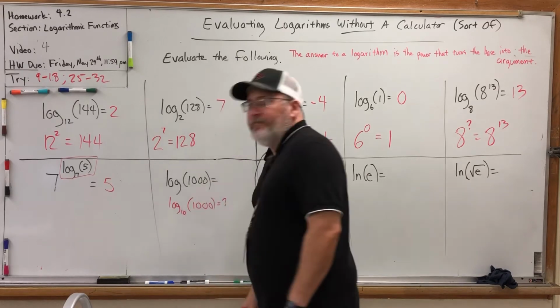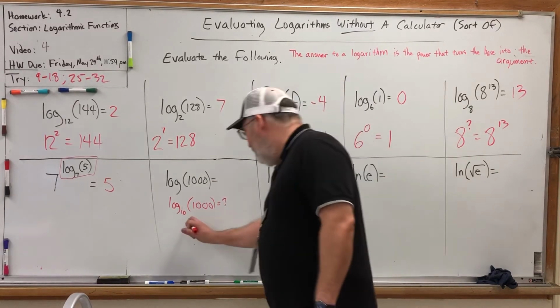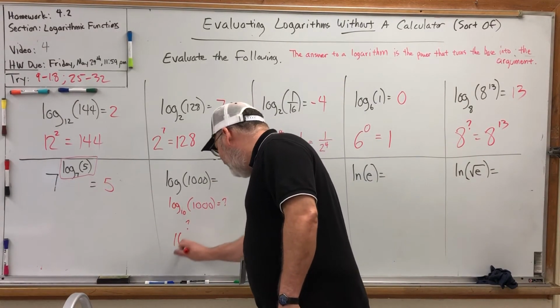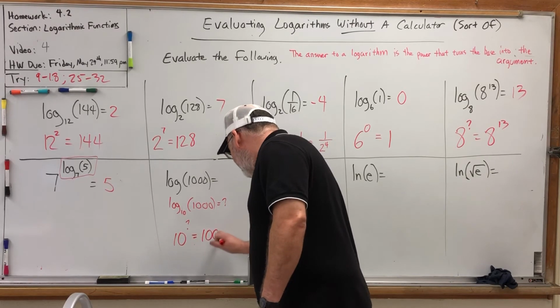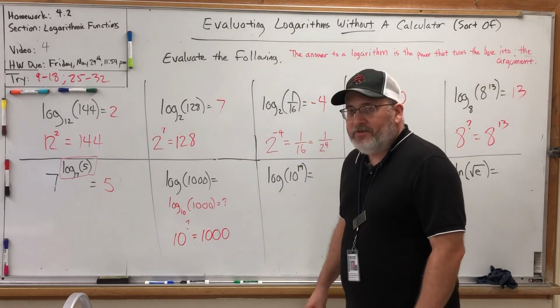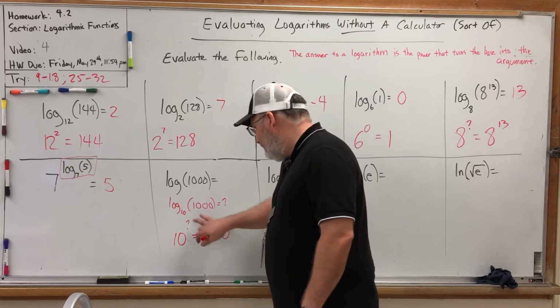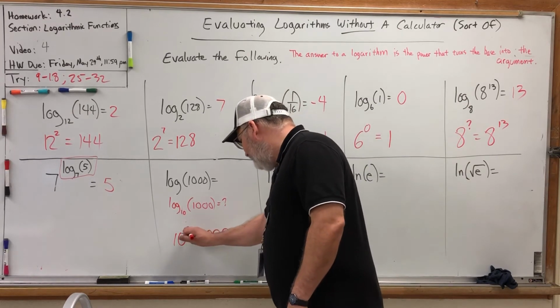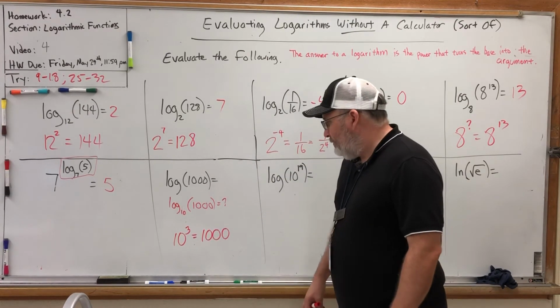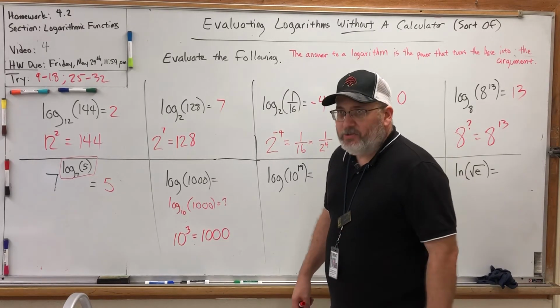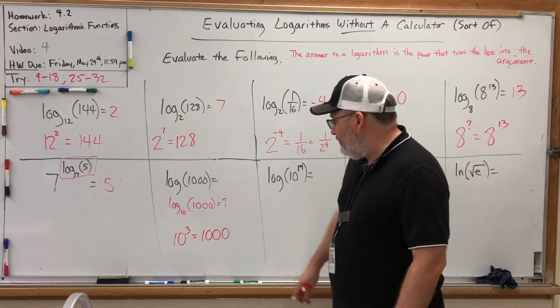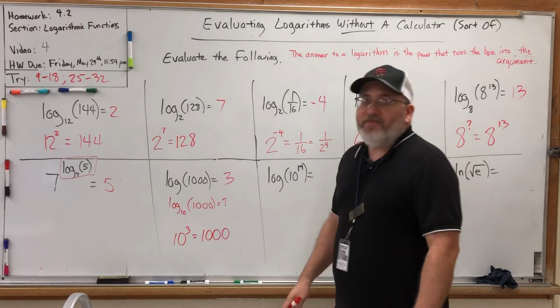And what is the question being asked? What power turns 10 into 1,000? And it may be pretty evident. You can count the zeros. But 10 to the third power turns 10 into 1,000 because 10 to the third power is 1,000, which means log of 1,000 is 3.